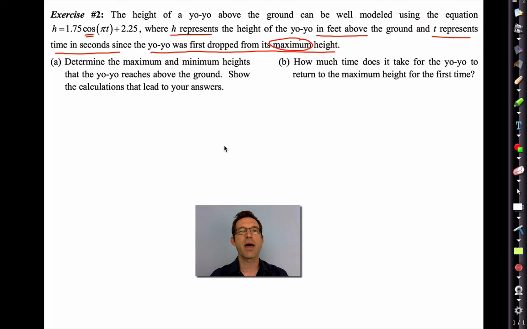Letter A says determine the maximum and minimum heights that the yo-yo reaches above the ground. Show the calculations that lead to your answers. All right, well, think about that. Pause the video now and see if you can figure out the maximum and the minimum heights that the yo-yo reaches.